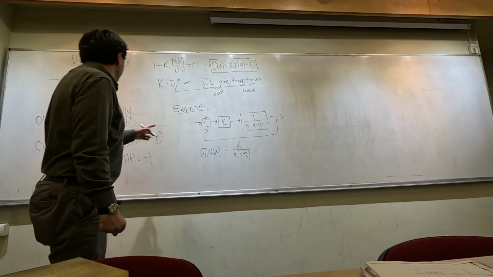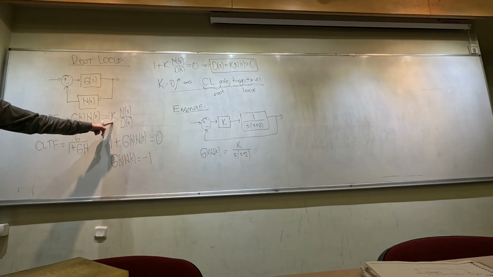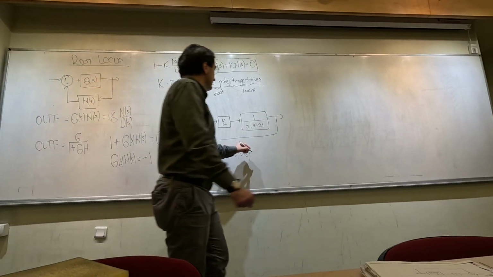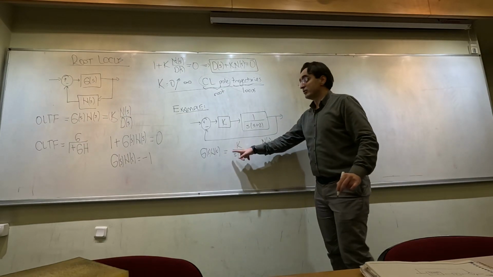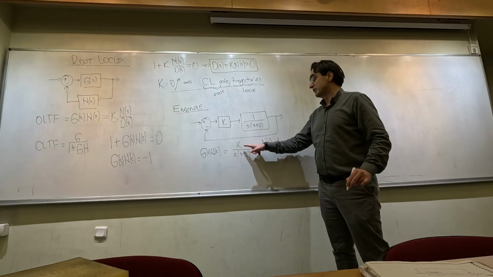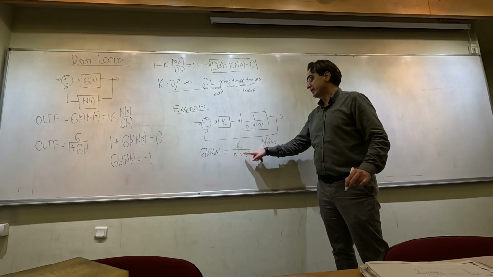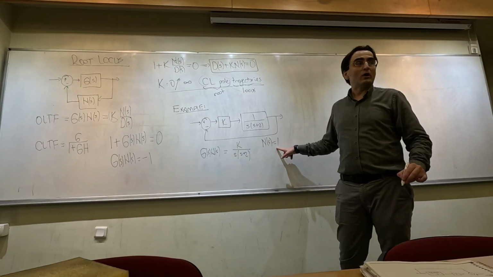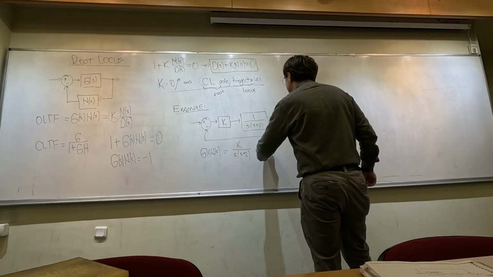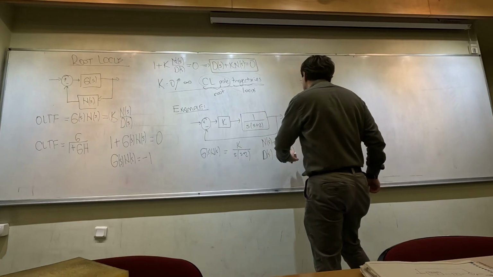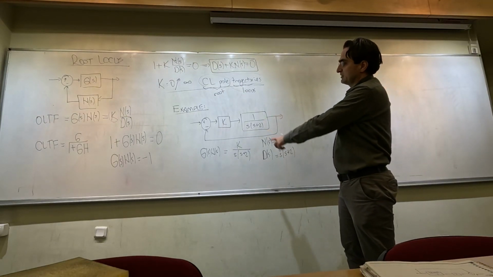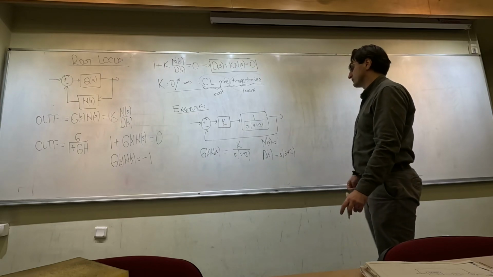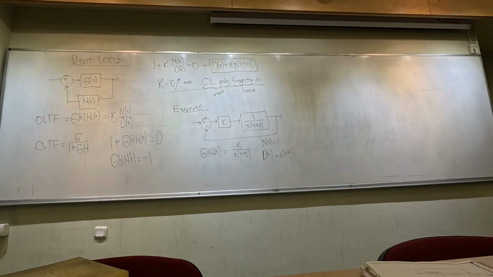Okay? So if I compare this to this specific form here, I see that in this case, N of S is equal to 1, because there is no zero in this case. If I write this K times N over D, N is just going to be equal to 1. And D of S, in this case, is going to be S plus 2. Okay? So for this specific case, I have these selections. So now the task is to draw the root locus.